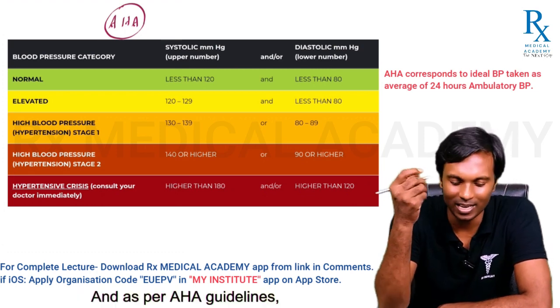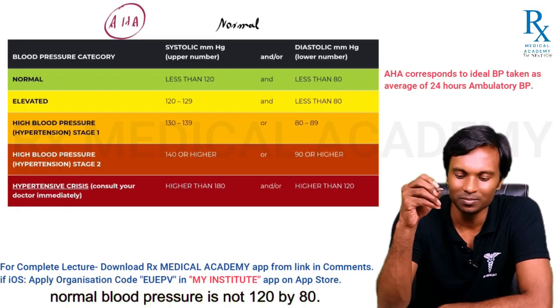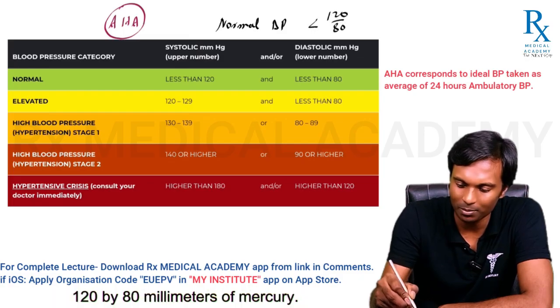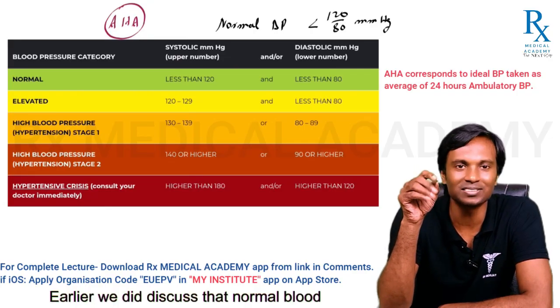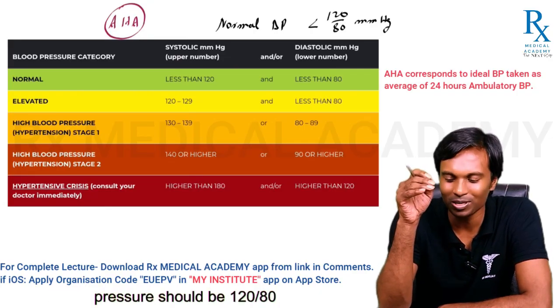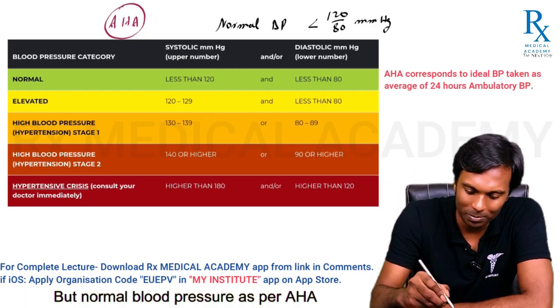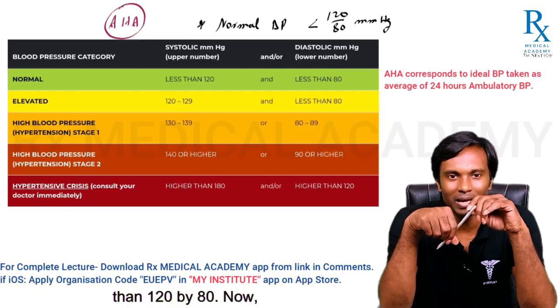And as per AHA guidelines, normal blood pressure is not 120 by 80. Normal blood pressure should be less than 120 by 80 millimeters of mercury. This has to be noted. Earlier, we did discuss that normal blood pressure should be 120 by 80, and we have been studying this particular data. But normal blood pressure as per AHA guidelines should be lesser than 120 by 80.